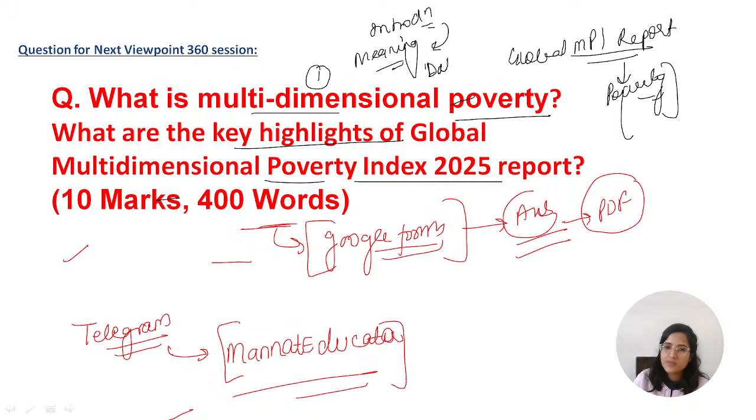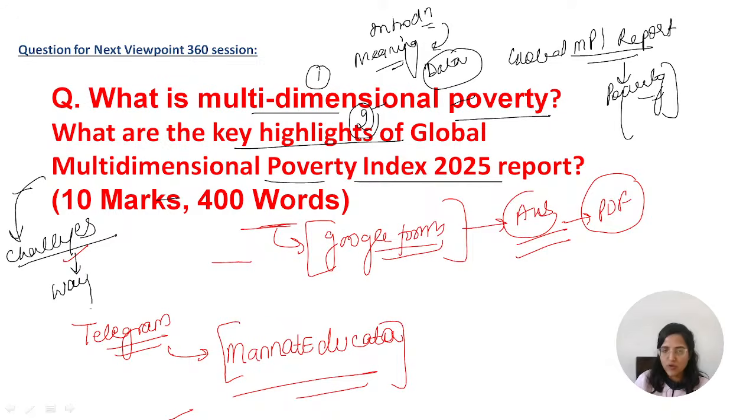Or you can provide some data from your MPI report, that according to MPI report 2025, this is the poverty scenario. Multidimensional poverty is dash dash dash. So you can start your answer in this manner. Then second, you have to provide key highlights of global multidimensional poverty index. When you write down the highlights, obviously there will be challenges also. If you will be writing challenges, then write way forward also. And then conclusion. So try to write an answer and you can share with me.